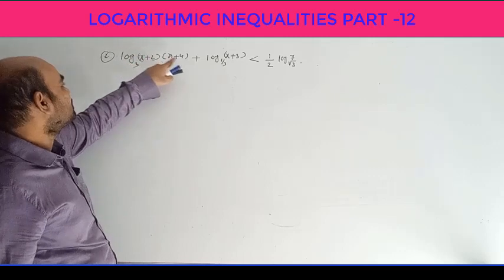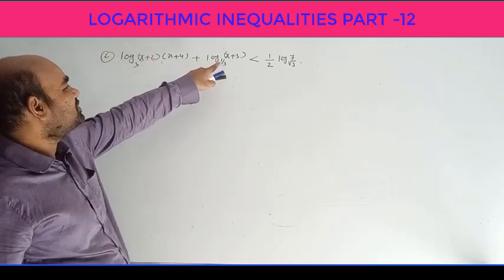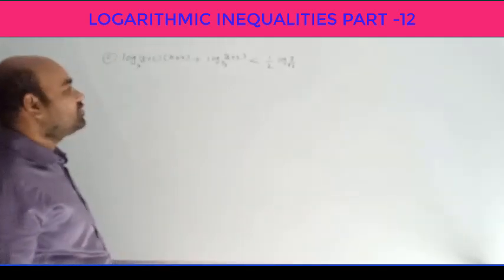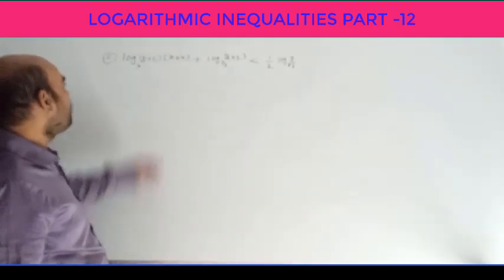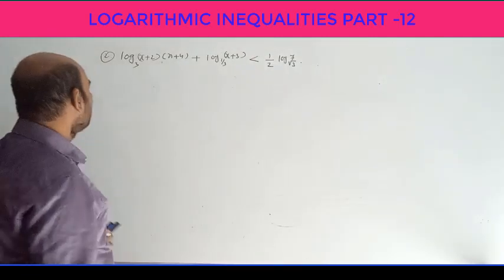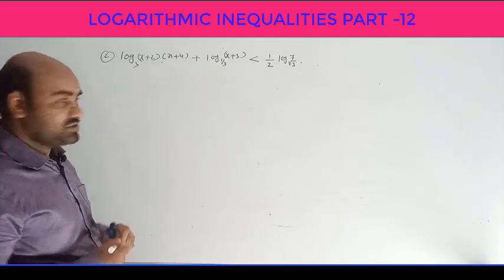Okay students, our next problem. Log of x plus 2 into x plus 4 base 3, plus logarithm of x plus 3 to the base 1 by 3, is less than 1 by 2 into log 7 base root 3. Okay, no problem. Here it is 3, here 3 power minus 1, here 3 power 1 by 2. But we need to find the domain of the problem first.